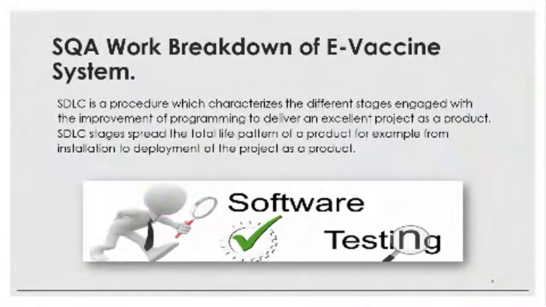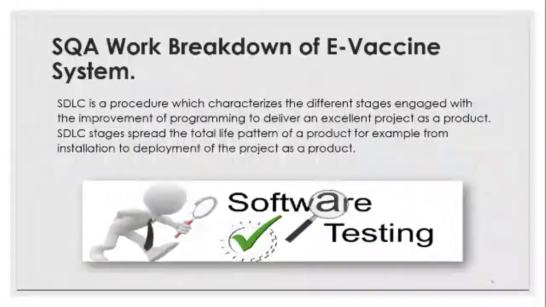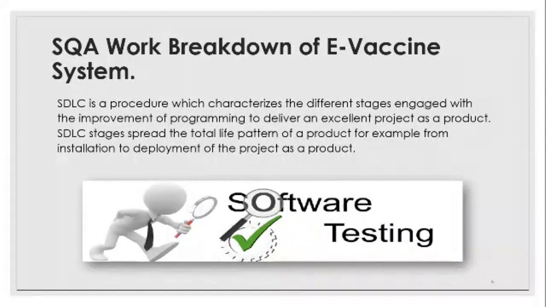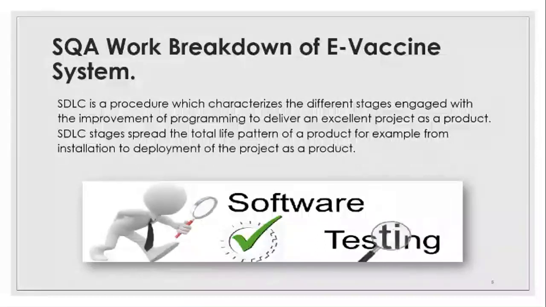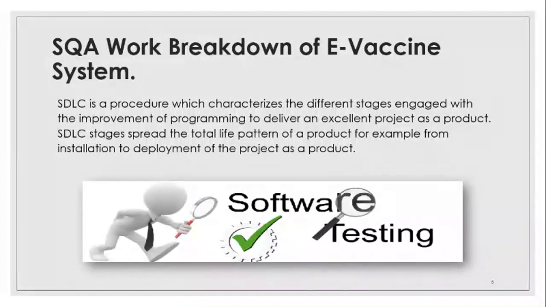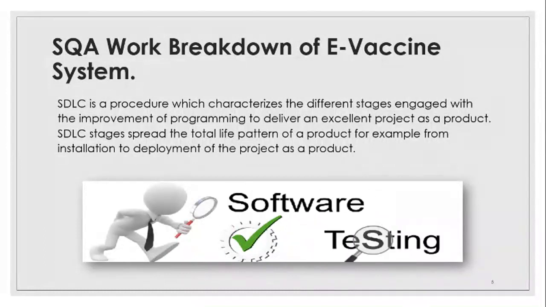Now we have the SQA work breakdown structure. We have the SQA work breakdown of the vaccination system. We have implemented SDLC, the software development lifecycle, the procedure for developing a quality product. It begins with planning, leading to implementation with the help of documentation. The implementation is followed by testing and ends with deployment of the quality product.